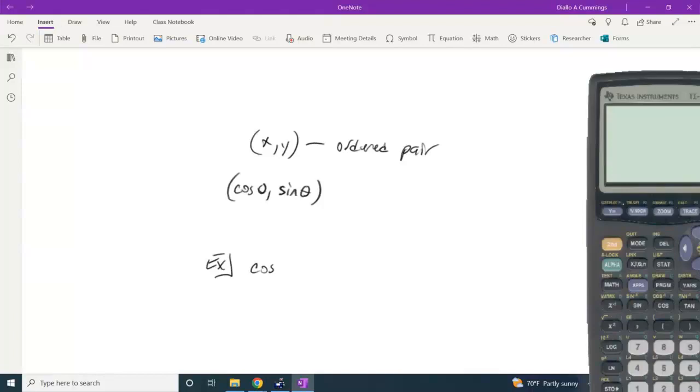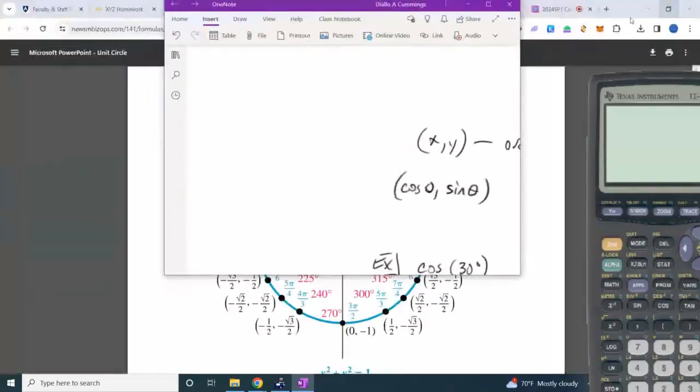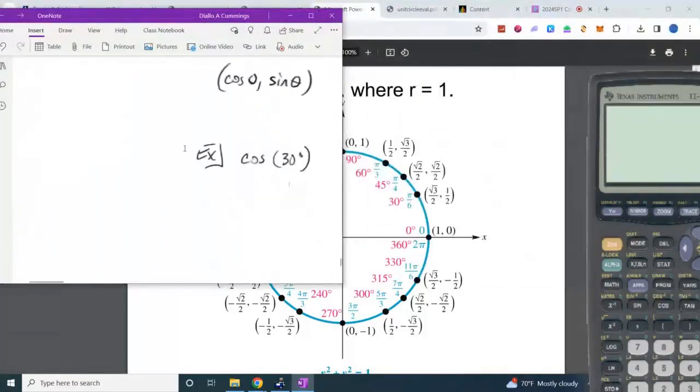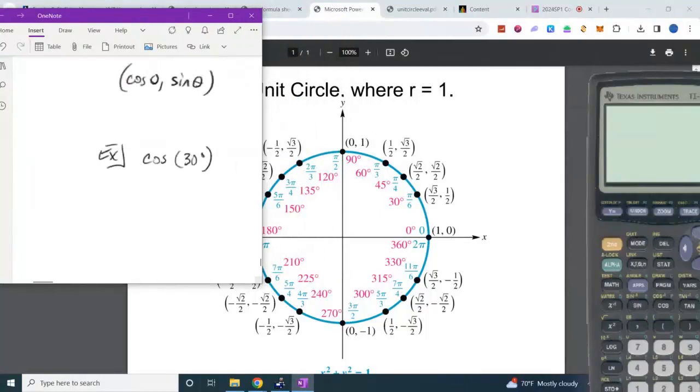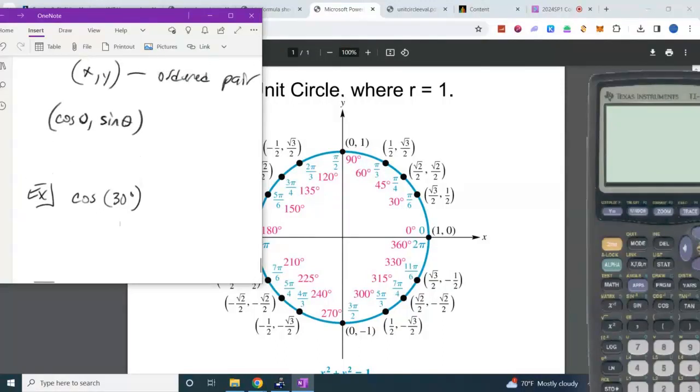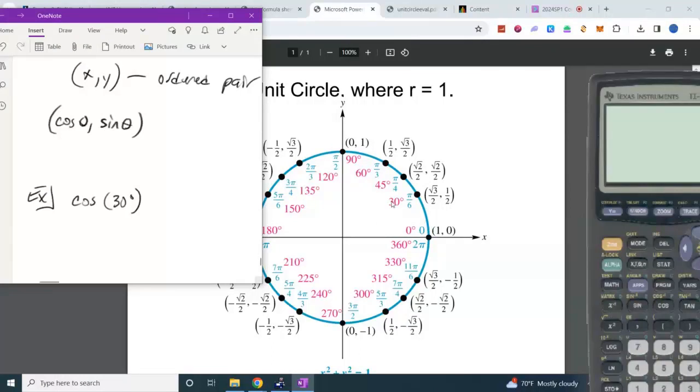For example, what is the cosine of 30 degrees? If I wanted to find the cosine of 30 degrees using the unit circle, I would find the 30-degree angle, which is here. Since I'm looking for the cosine value, that's going to be the X coordinate. So the cosine of 30 degrees should be the square root of 3 over 2.